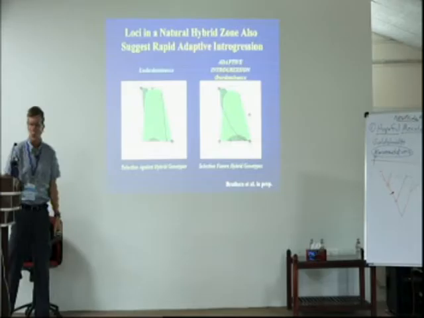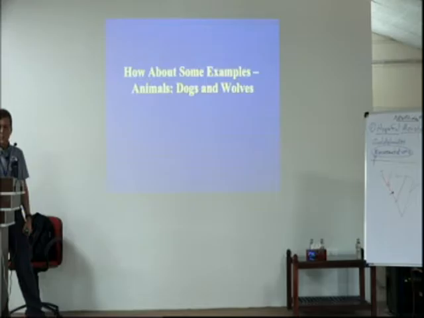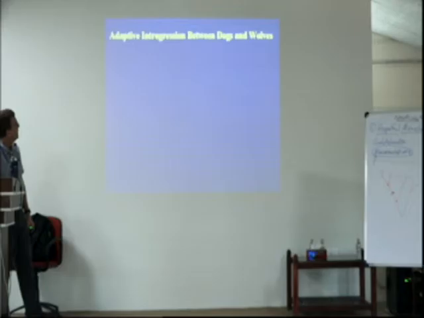So reminding you, this is what we're talking about. And now I'm going to move into some animal examples. And I'll use one that I like, dogs and wolves. There's a number of reasons I like this. I like dogs, okay? And I wouldn't have a wolf as a pet, but I like dogs. So that's one of the reasons.